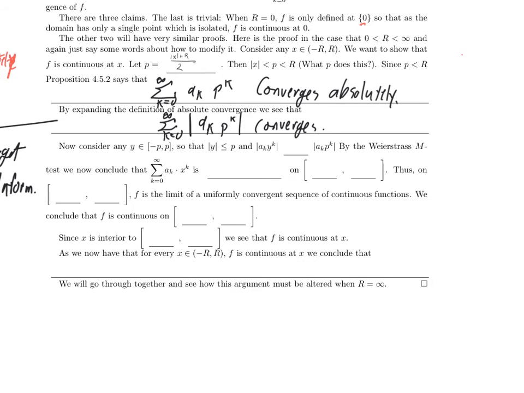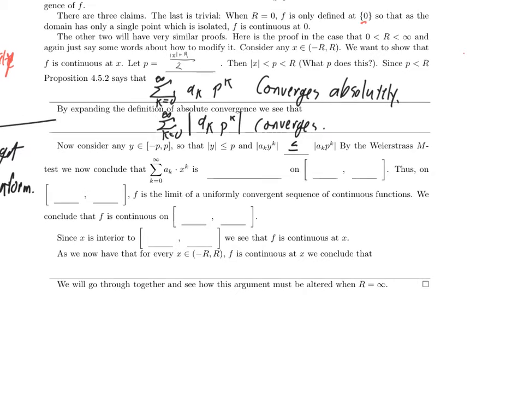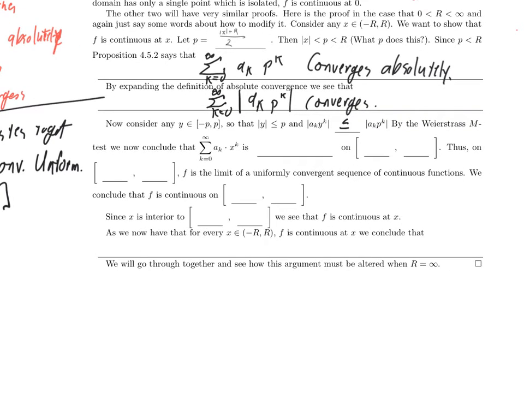So let's consider any y in the interval from negative p to positive p, so the absolute value of y is less than or equal to p. But that means that the absolute value of a_k times y^k is less than or equal to the absolute value of a_k times p^k. If you want to go off to the side and check that, go for it. By the Weierstrass M-series test, I can now conclude, well, let's actually say why we get all of the hypotheses of the Weierstrass M-series test.